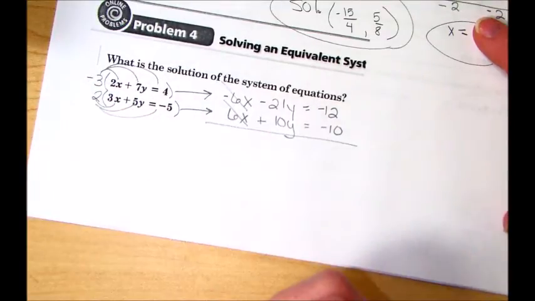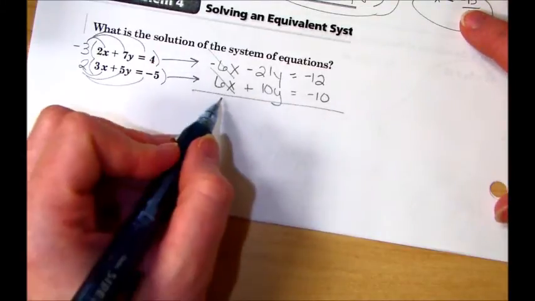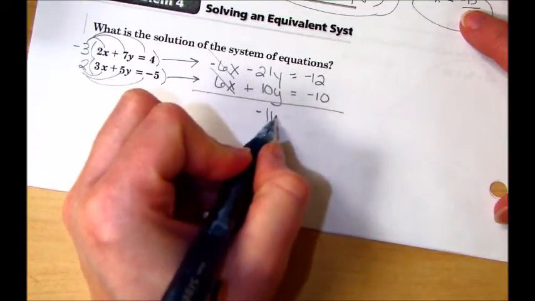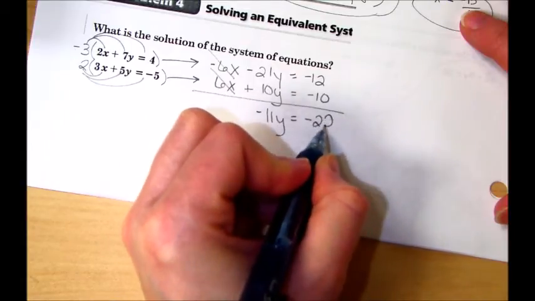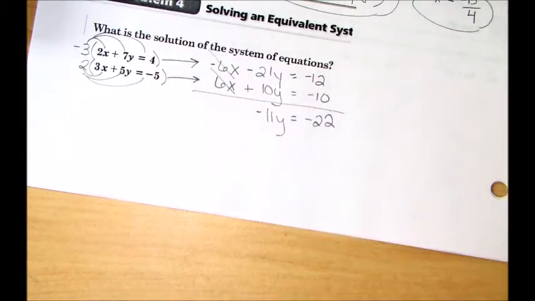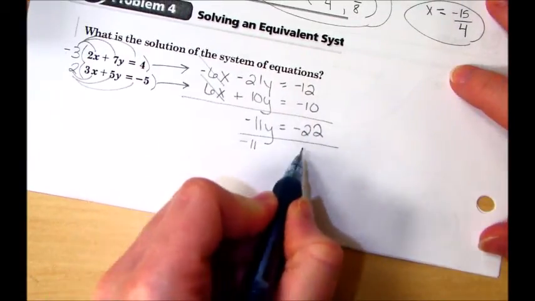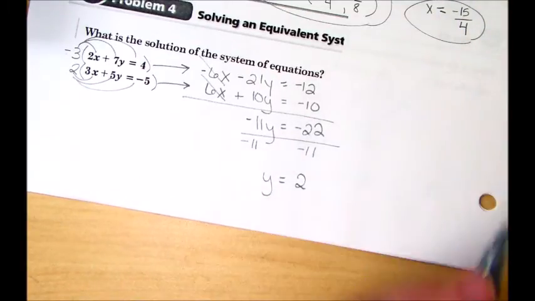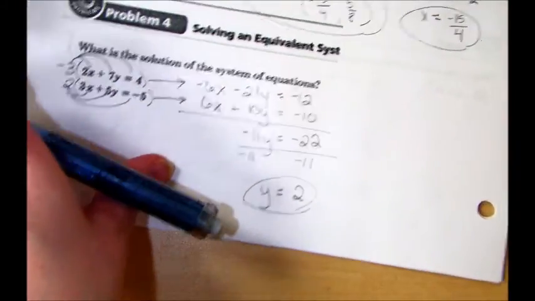Again, the x's should cancel. The first term should always cancel, because a negative 6 and a positive 6 makes 0, so we don't write it. Negative 21 and positive 10 makes negative 11y. Equals negative 12 and negative 10 makes negative 22 when you combine your like terms. You're getting closer. Divide each side by negative 11, and you get y equals positive 2. A very nice answer. We like it when the answers look like that.